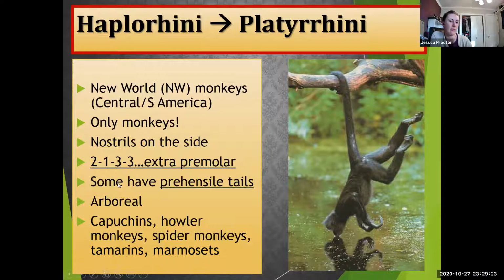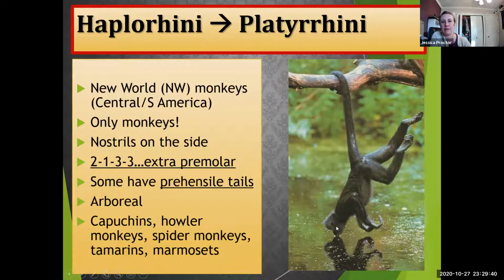Some will have what we call a prehensile tail. The term prehensile simply means that there are grasping abilities. As you notice here, this platyrrhine is actually hanging from a tree branch using his tail, which is allowing him to drink from a stream.